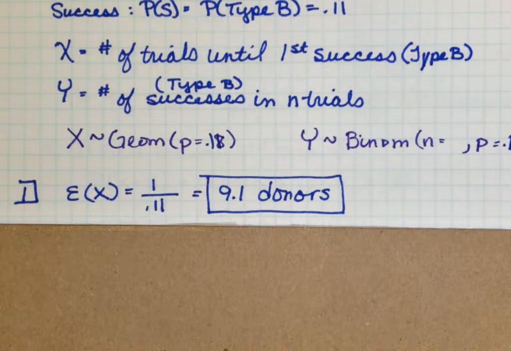Your labels are going to change for each of these. One of them is going to be how many people. Second one is going to be how many people with type B blood, or how many successes you have. So you got to be real careful with that.